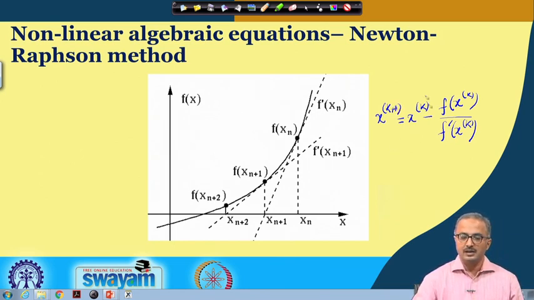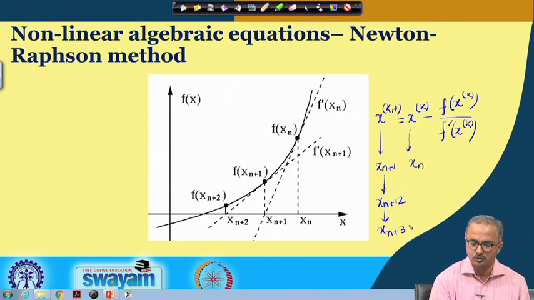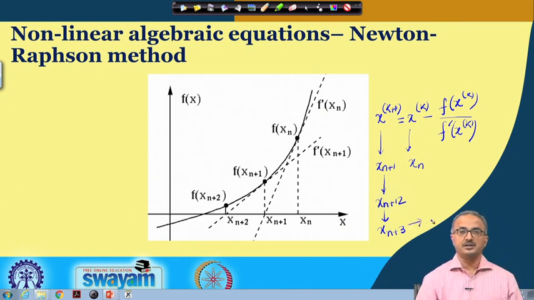Here, instead of xk, we take this to be xn, and this to be xn plus 1. And from this we go towards xn plus 2, and then xn plus 3, and so on and so forth. This continues until we reach convergence.